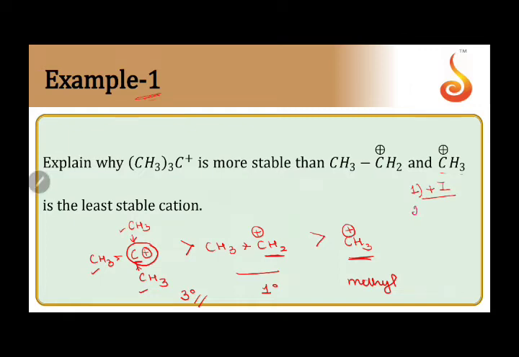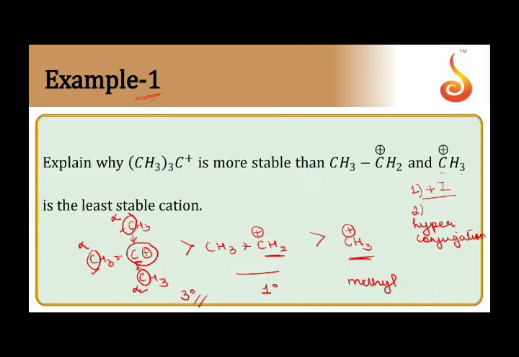The second concept that can be applied here is hyperconjugation. To write hyperconjugation forms, we require alpha hydrogen. Alpha hydrogens are these hydrogens which are present on the adjacent carbon. The carbons next to the C with a plus charge are called alpha carbons, and all these hydrogens attached to these alpha carbons are called alpha hydrogens.